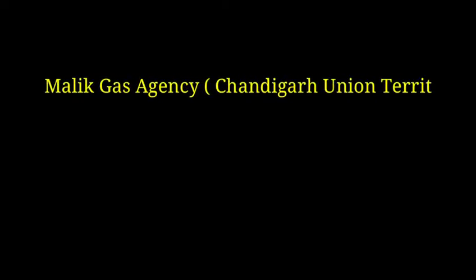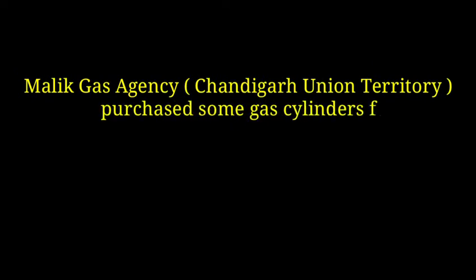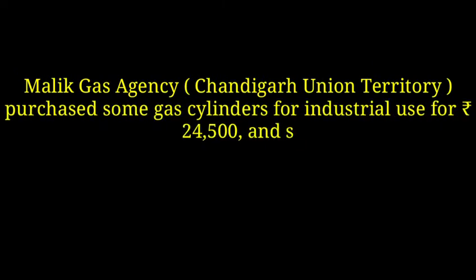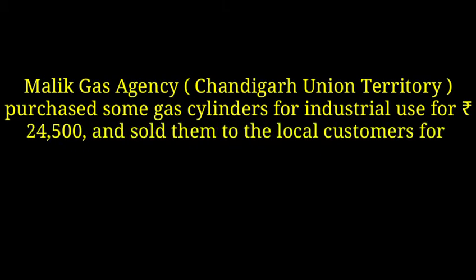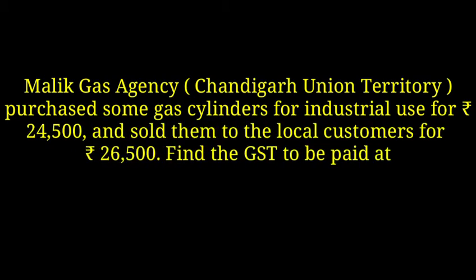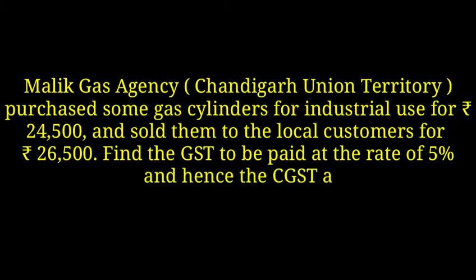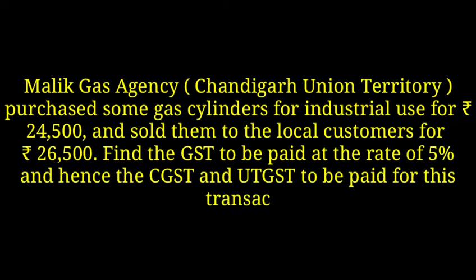Okay. Now let's see the next example. Malik Gas Agency from Chandigarh Union Territory purchased some gas cylinders for industrial use for 24,500 rupees and sold them to the local customers for 26,500 rupees. Find the GST to be paid at the rate of 5% and hence the CGST and UTGST to be paid for this transaction.